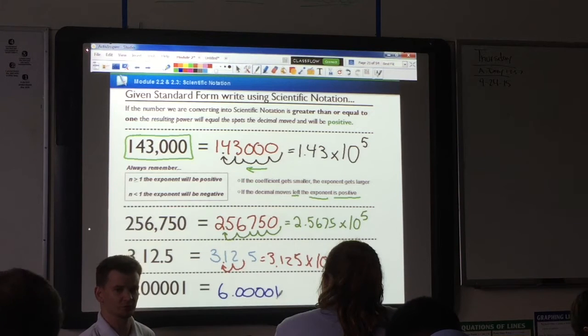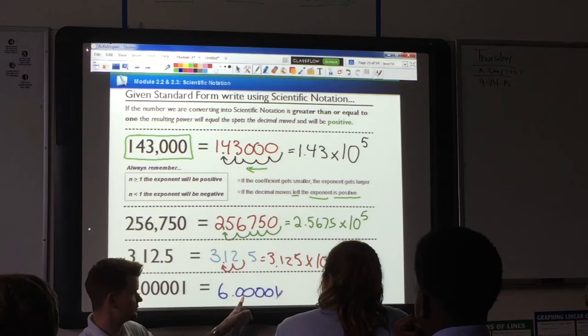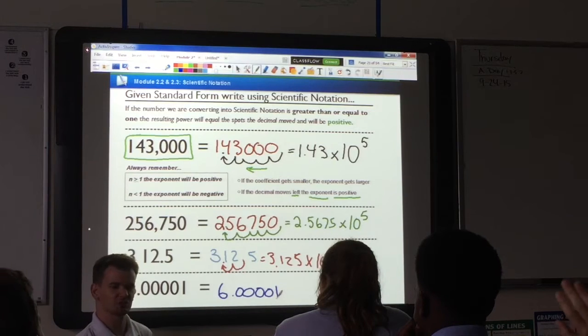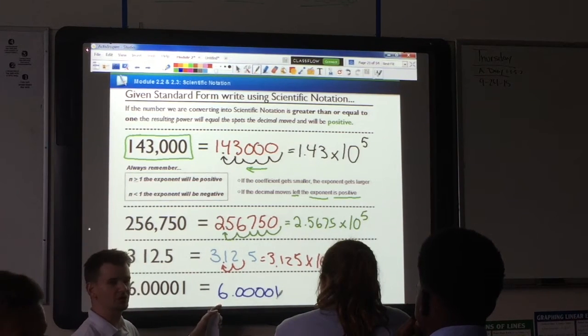So which way are you going to move the decimal? If you move the decimal to the right one spot, that would become 60. That's too big. Which way would you move it? Left. If you move it to the left, that would be 0.6. That's too small. Which way would you move it? No movement. You wouldn't move it because this is already a good coefficient.